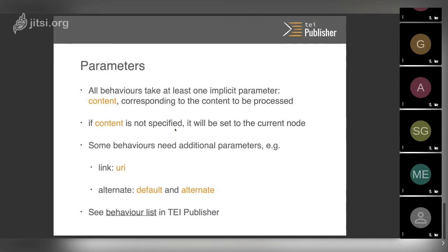However, some behaviors also need additional parameters. So obviously, if you want to output a link to an external website or anything else, it's always a sequence of text, but you also need something to point to, something this link should lead to, so a URI, which is why the link behavior needs at least one additional parameter, which is called URI and contains the URI. Likewise, alternate, as we said, is a behavior which switches between two states. So it takes two parameters called default and alternate.